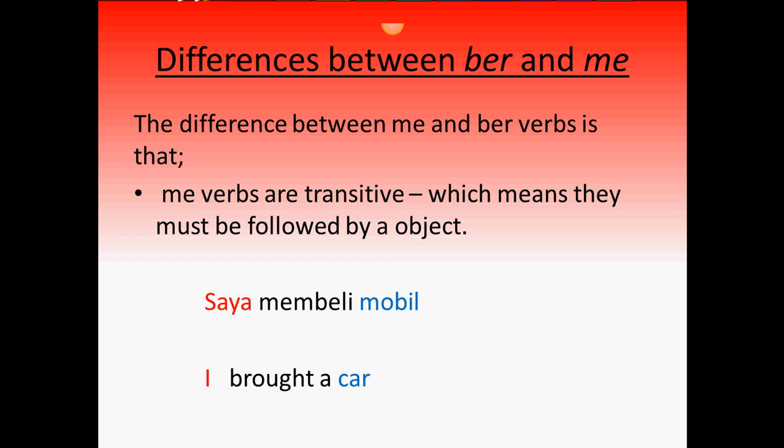So firstly, me verbs are transitive. Okay, this means that they must be followed by an object in a sentence for it to make sense. So if we look at the example here, saya membeli mobil. Okay, I bought a car. Now if I was just to say saya membeli, the sentence wouldn't really make sense. So me verbs need to have a noun after them for them to work in a sentence.